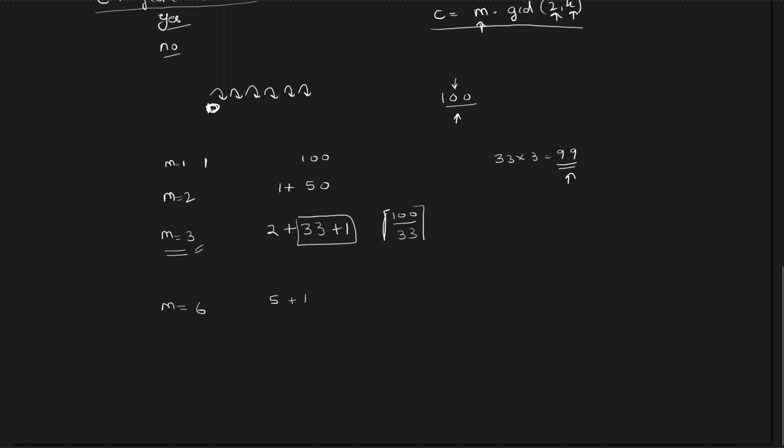Now you can make 16 complete operations, and the value of 16 into 6 would be 96, right? You are still left with 4. Now how do you cover this?